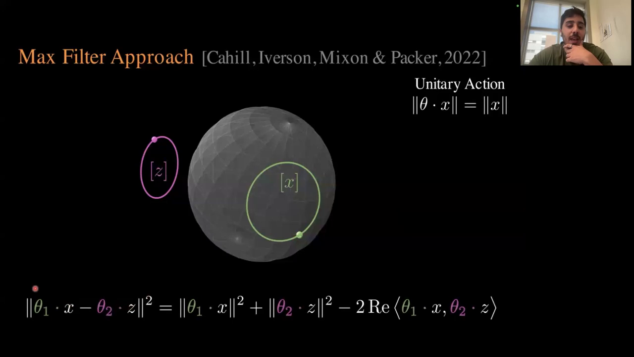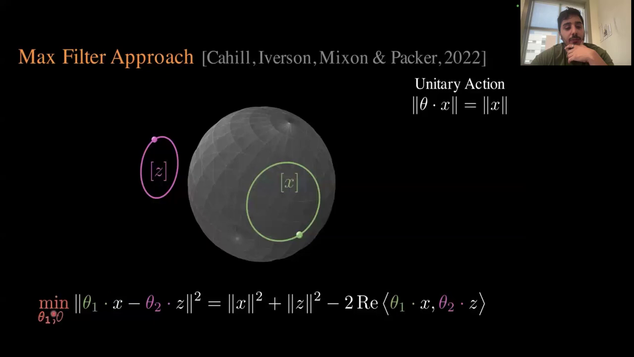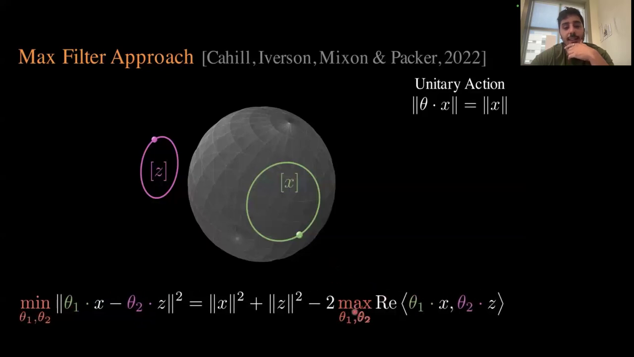I can have theta 1 act on x as in this law, and then have theta 2 act on z. But then I have a unitary action, so I can get rid of theta 1 and theta 2 in the norms. I can do more. I can take a minimum on the left, a minimum over theta 1 and theta 2, and that turns into a maximum on the right because of this negative sign.